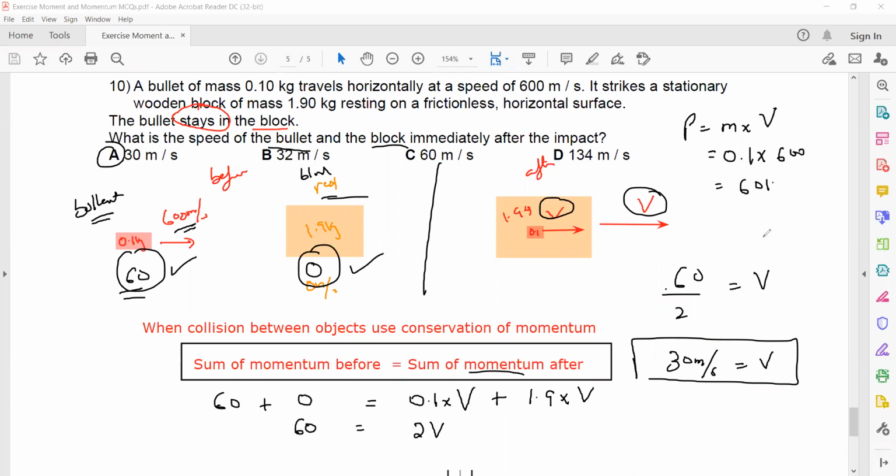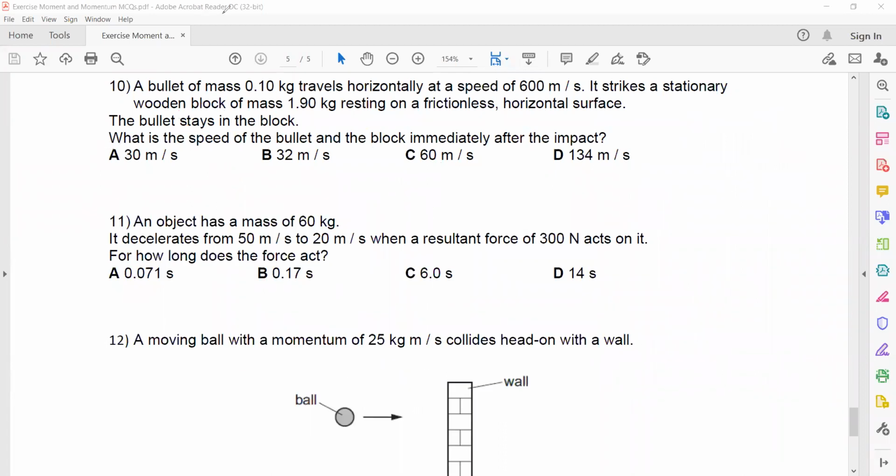Yes, Abdullah Sarfraz, is it clear now? How I got this 60? Because this is conservation of momentum, not the conservation of velocity. So if you write like 600 plus 0 equals v plus v, that's wrong, because it's momentum conservation. That's why you have to write momentum before equals momentum after.